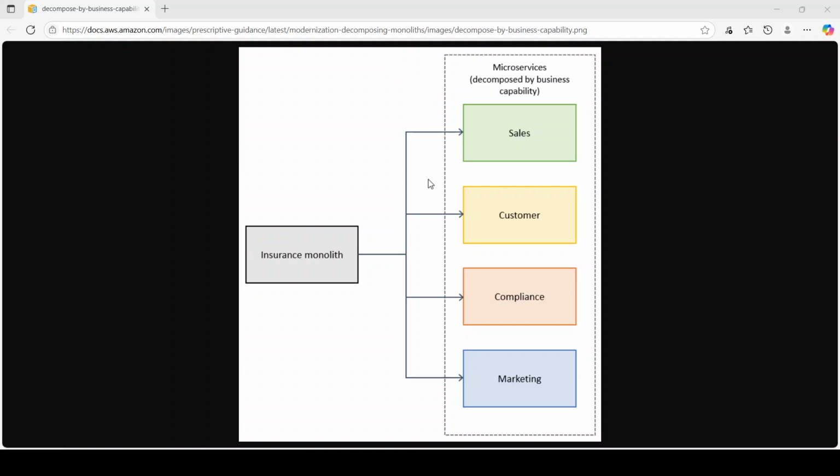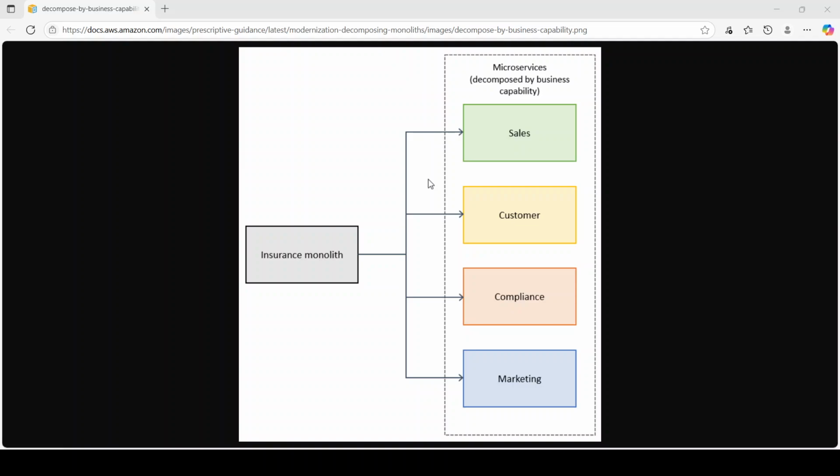Today, we're going to deep dive into the world of insurance technology, specifically how insurance companies can shift from their traditional monolithic architecture to agile, scalable microservices through a strategy called Decompose by business capability. We'll talk about that in more detail when we go deep into this video.